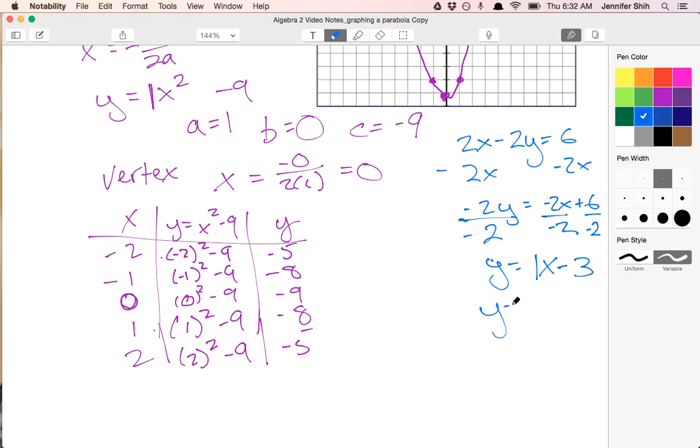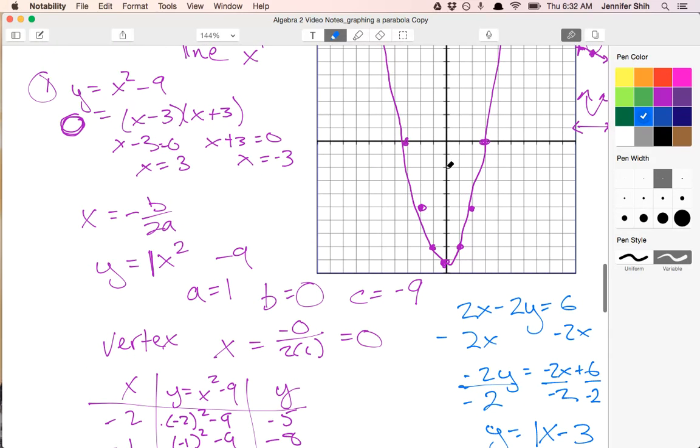So y equals mx plus b. My intercept is negative 3 and my slope is 1. So I'm going to go ahead and graph it. My intercept is negative 3 and my slope is 1. Okay. Oh goodness. I wish I had a ruler on this. Okay, that doesn't answer our questions yet.